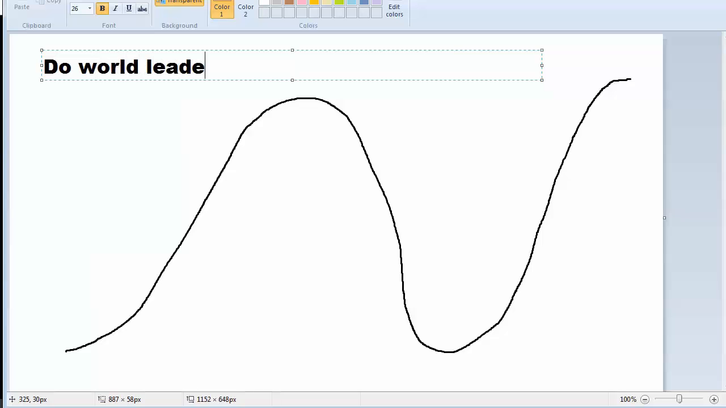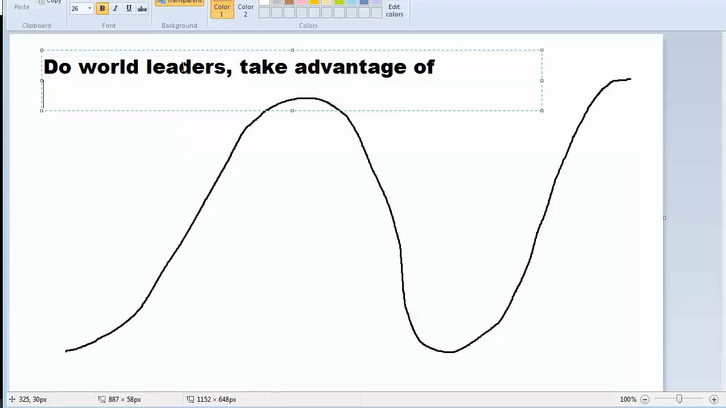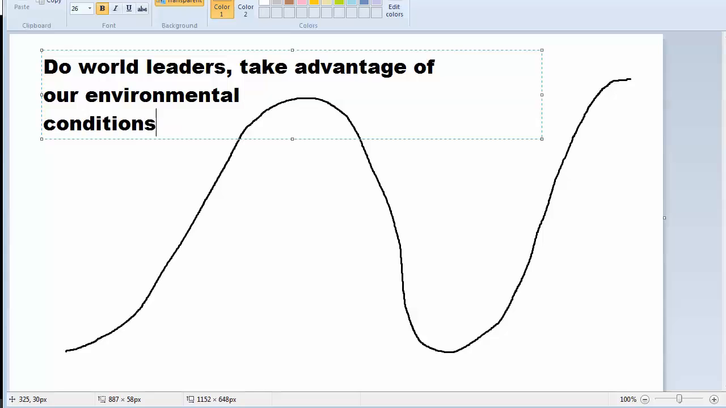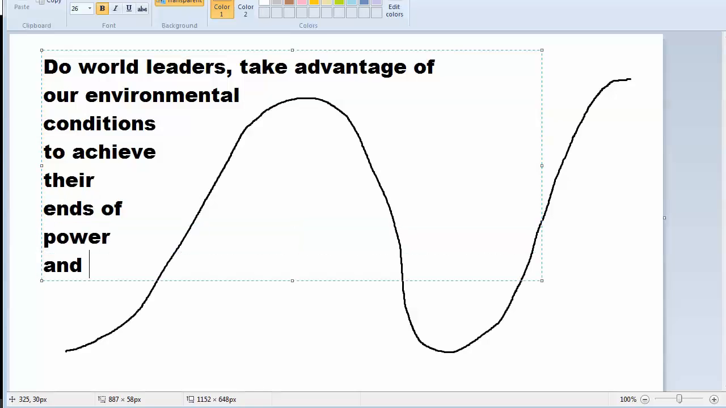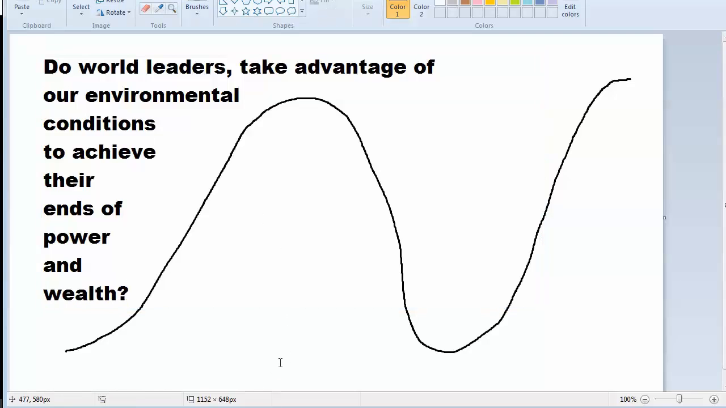Do world leaders take advantage of our environmental conditions to achieve their ends of power and wealth? Do world leaders take advantage of our environmental conditions to achieve the ends of power, growth, and wealth?